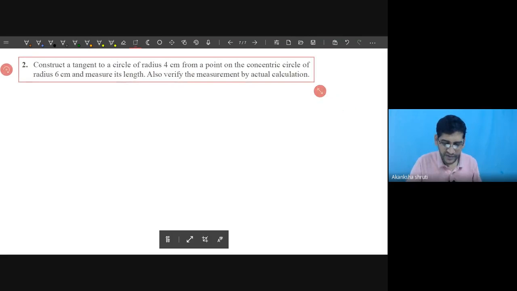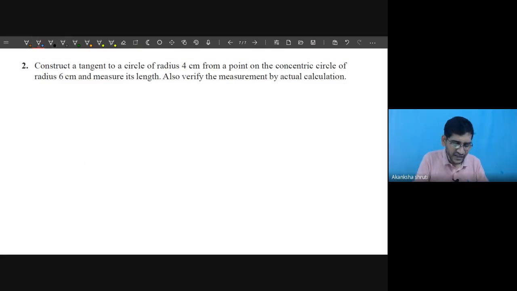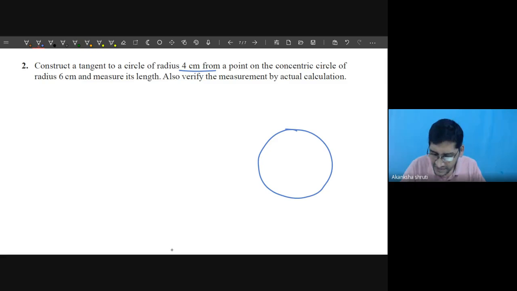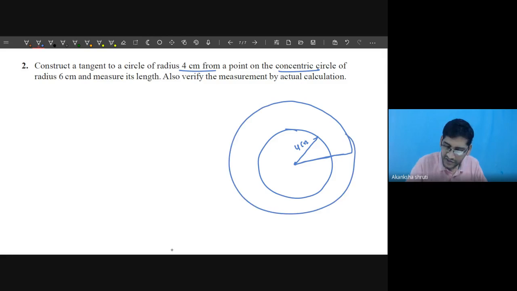Quickly. Students, here it is given that you have to take a circle of radius 4 centimeter first. So this is your 4 centimeter. Another concentric, means with the same center, you have to draw a circle of radius 6 centimeter. Okay, students, you will draw this as the 6 centimeter. Now from any point on this outer circle, you have to draw the tangent to this.